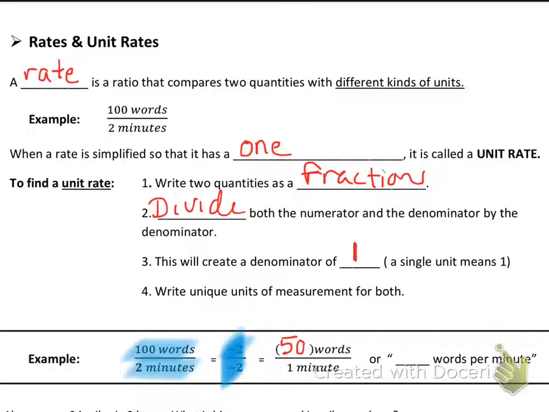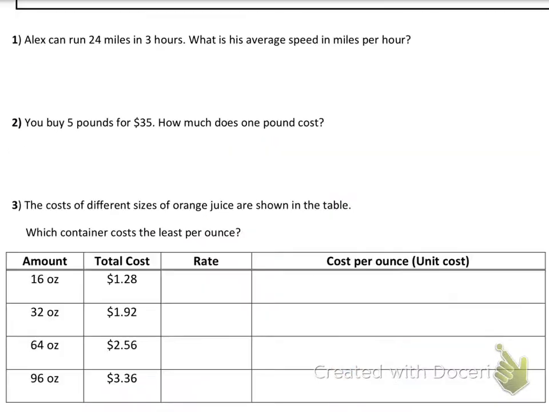Notice that your 1 is on the bottom, okay? As long as your 1 is somewhere, now it's really like a proportion. If I were to erase this part, we would have another proportion right here. We would have words over minutes, and it works that way. So 50 words in 1 minute.